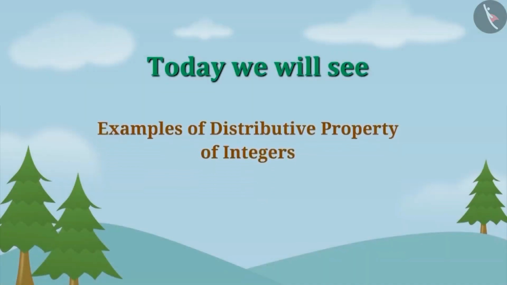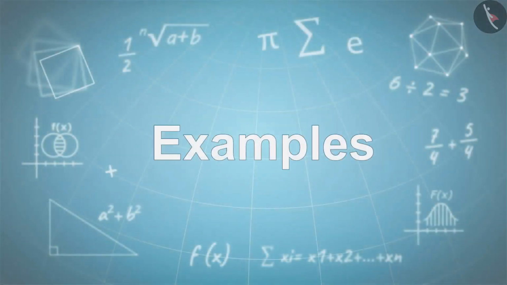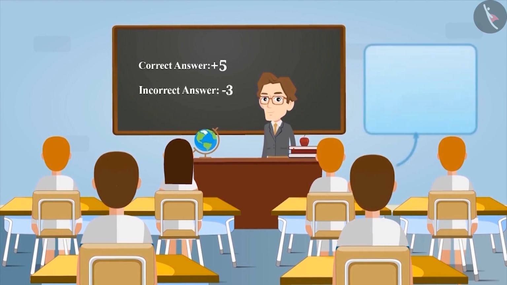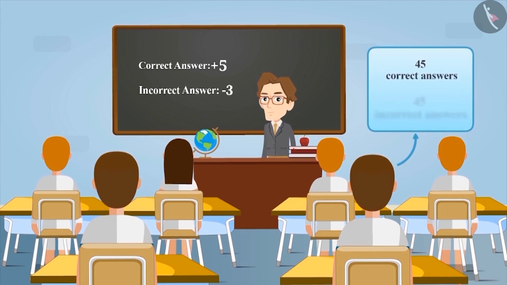Today we will see examples of the distributive property of integers. Vipul appeared in an exam. The rule of the exam was that each correct answer would be given +5, while each incorrect answer would be given -3. If Vipul gave 45 correct answers and 45 incorrect answers, what should be his score?